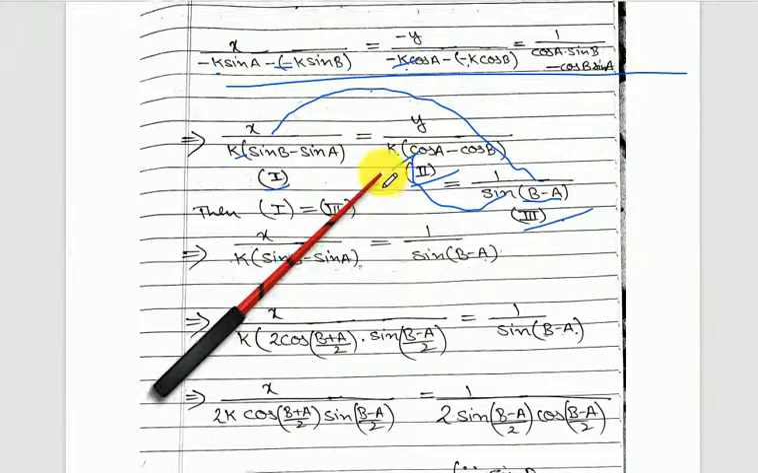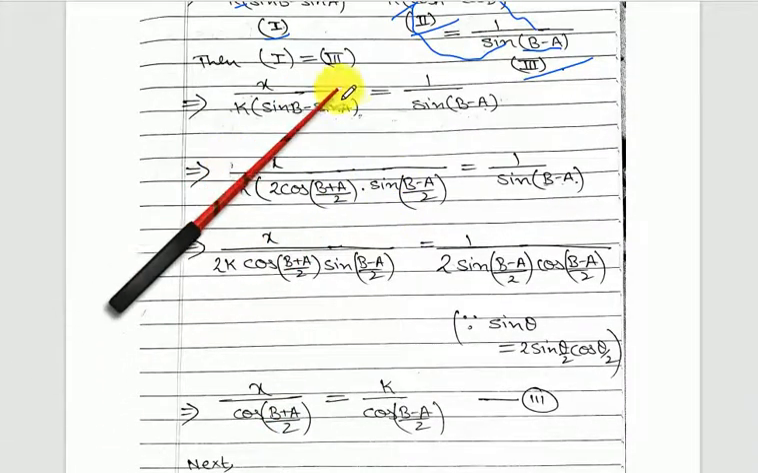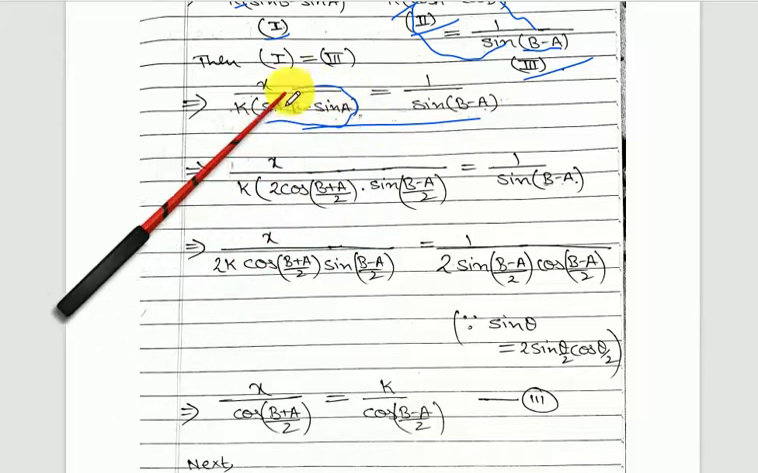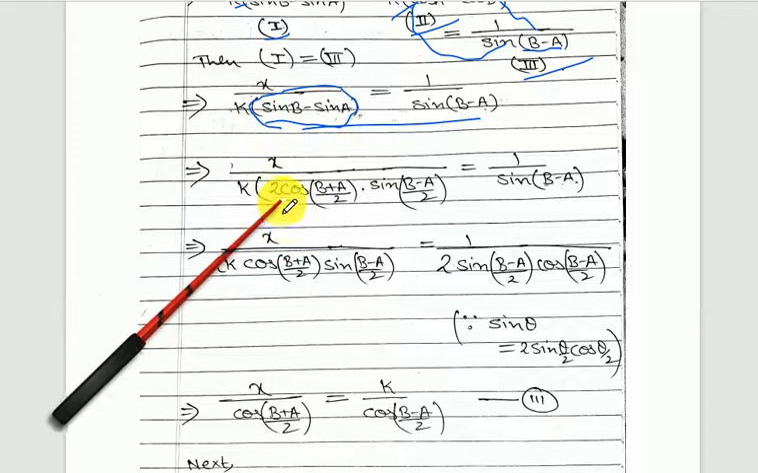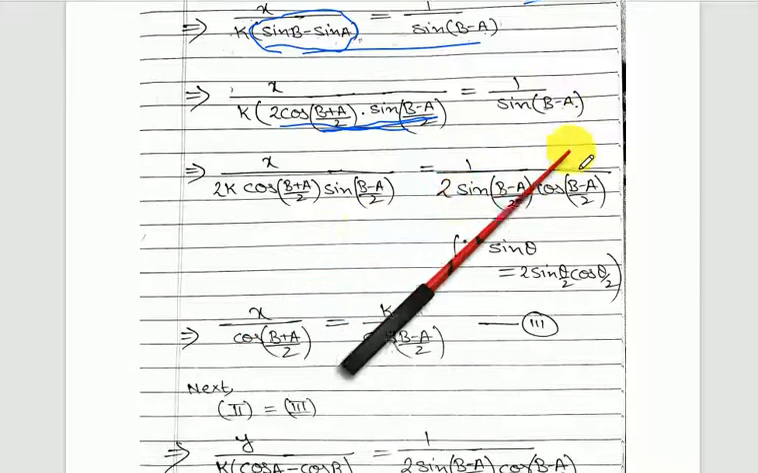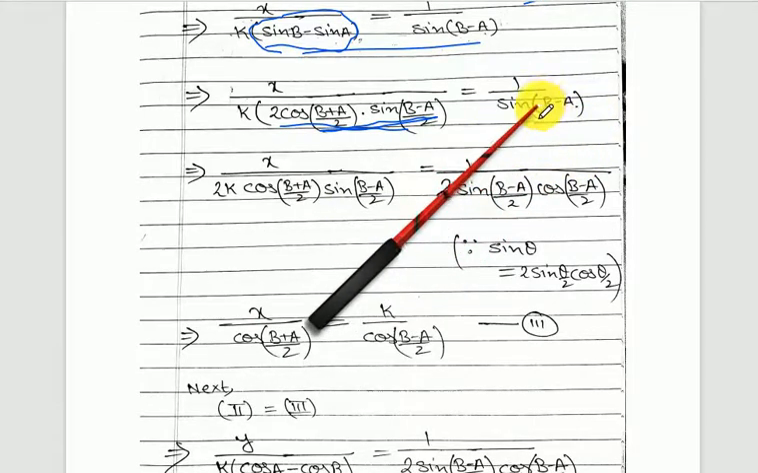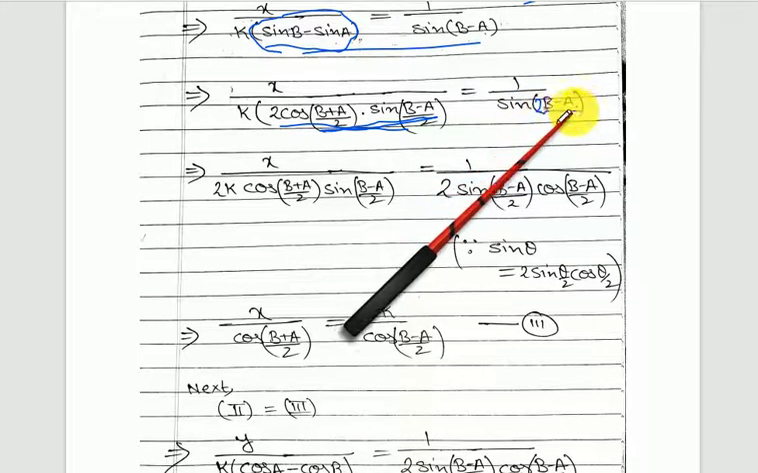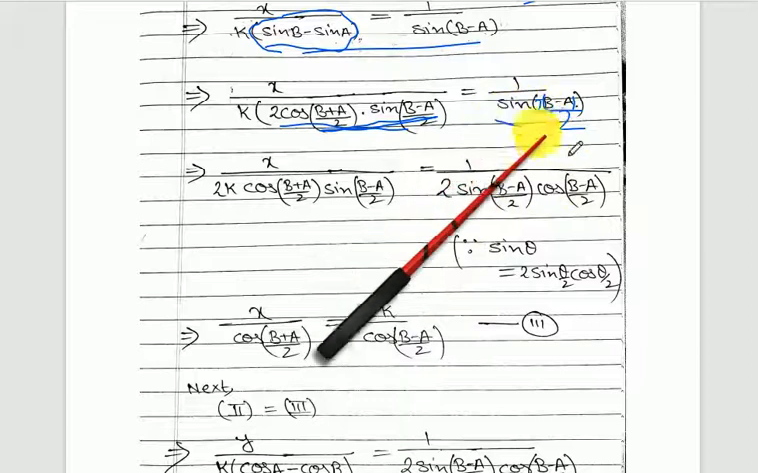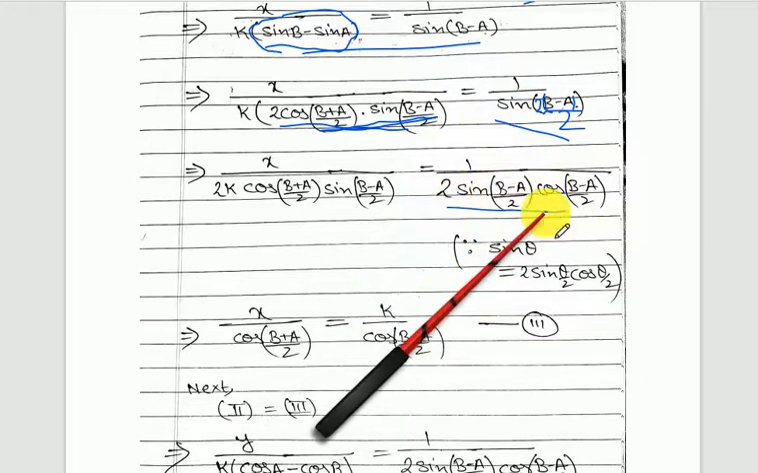So first one equal to third one, so we'll put like this. Then for this part you will use the sin c minus sin d formula, and you can simplify this one. And this sin(b minus a) can be written as 2 times, I can multiply and divide by 2, so this can be written in this manner. So this will become this, and the reason is this.